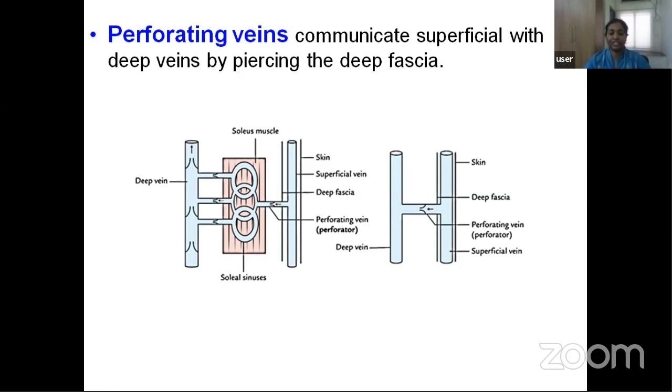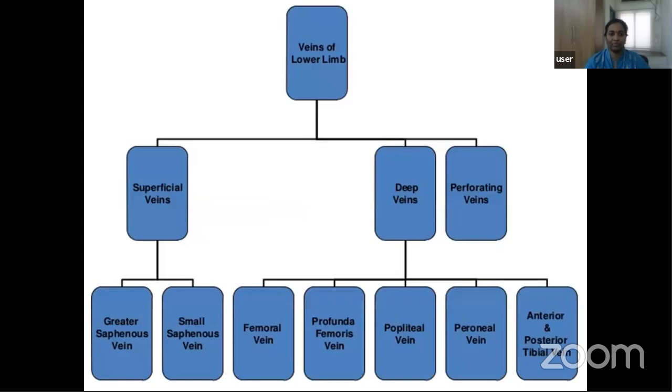And especially in the lower limb, we have a muscle called the soleus. So within the soleus, these perforators form like a plexus or sinuses and they drain the blood from the superficial to the deep. So these are the special veins we have in our lower limb.